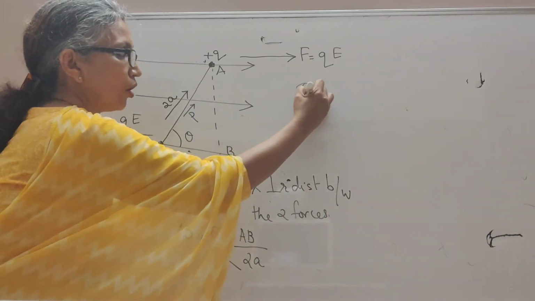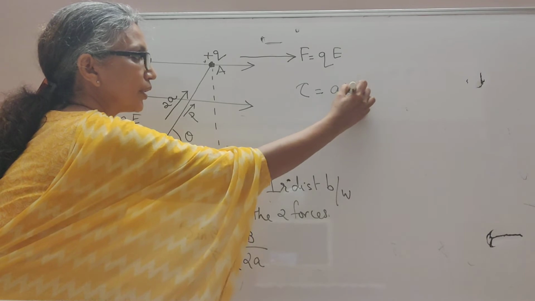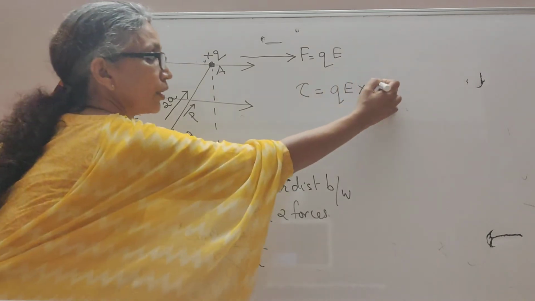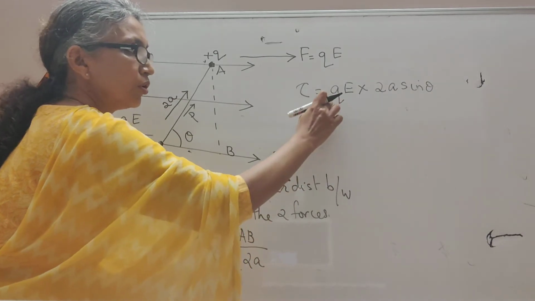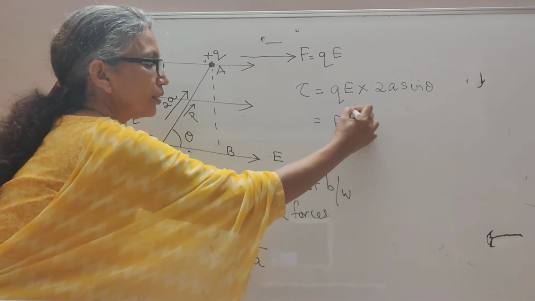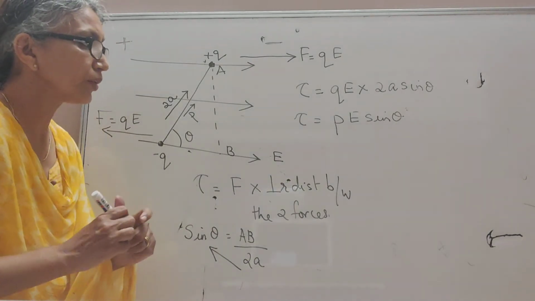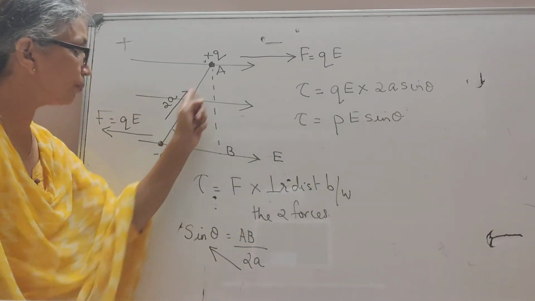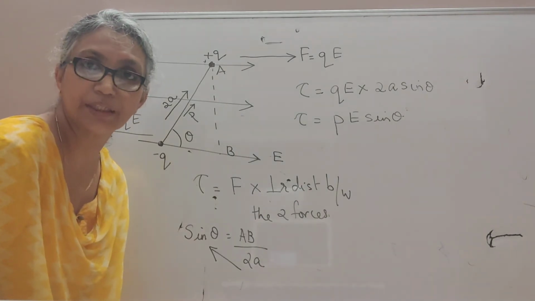So now I am going to write torque equal to any one force. Both the forces have the same magnitude. So qE multiplied by the perpendicular distance AB, which is 2a sin theta. So we have 2a sin theta here. And as you know, q into 2a is what? Dipole moment. So we have PE sin theta as the torque. Now P is a vector, E is also another vector, and theta is the angle between P and E. So the torque magnitude is PE sin theta.